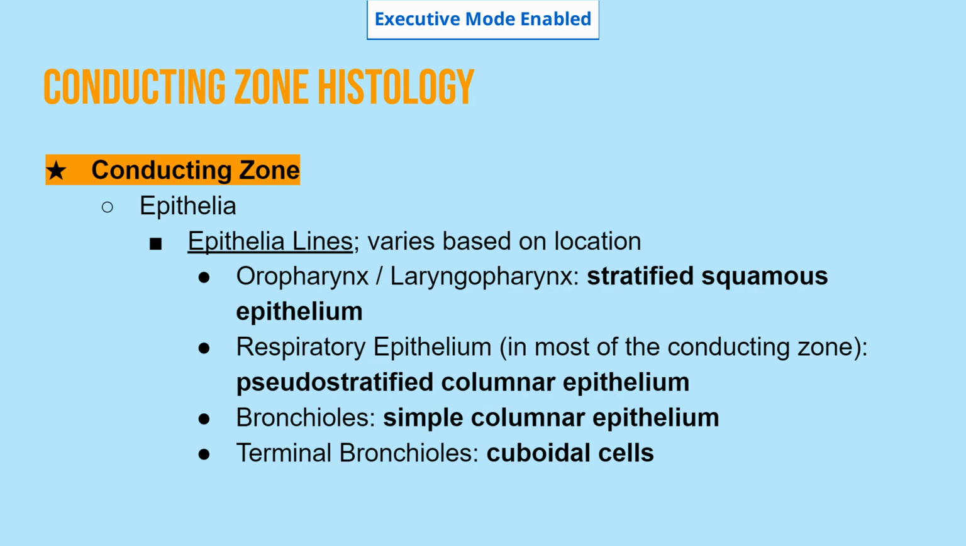You can think of it as you get closer and closer to the alveoli, you're going to want to have thinner cells because that's where gas exchange is going to occur through the cells. If you look at the list, as you go down, you have stratified, which is multiple layers of epithelium. Then in the respiratory section, which is most of the conducting zone, you have pseudostratified columnar epithelium, and then it gets down to cuboidal cells in the bronchioles.